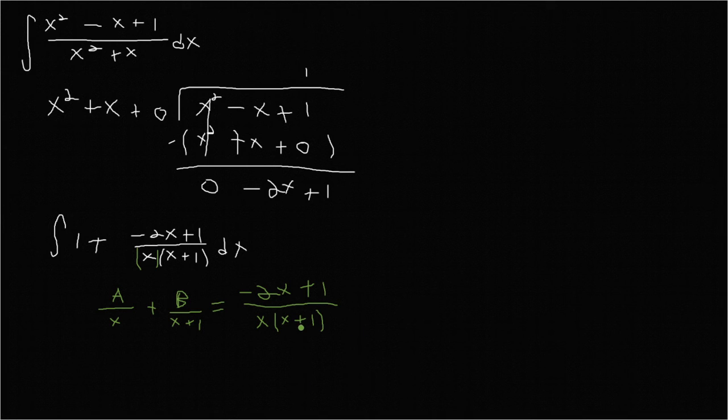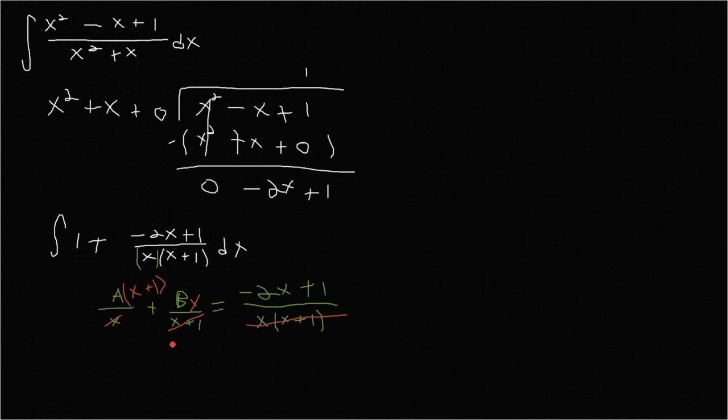Now the best way to try and solve for these values is using a common denominator. So we're going to multiply everything by x times x plus 1. Whenever we do that, this will cancel, and a will be multiplied by x plus 1, because when you multiply by x times x plus 1, this x will cancel. And then when we multiply this by x plus 1 times x, this will cancel, and so it's just bx.